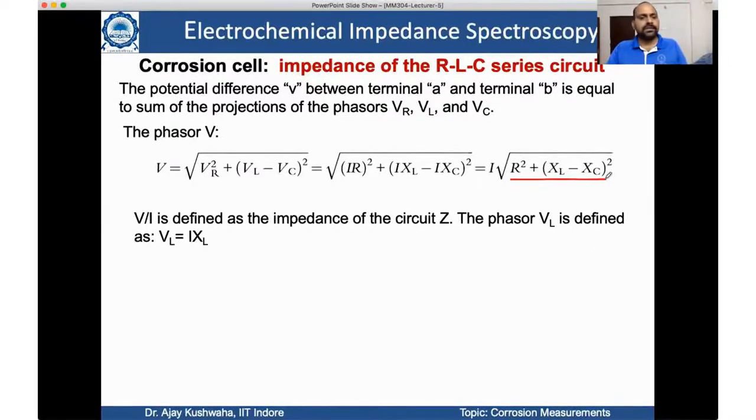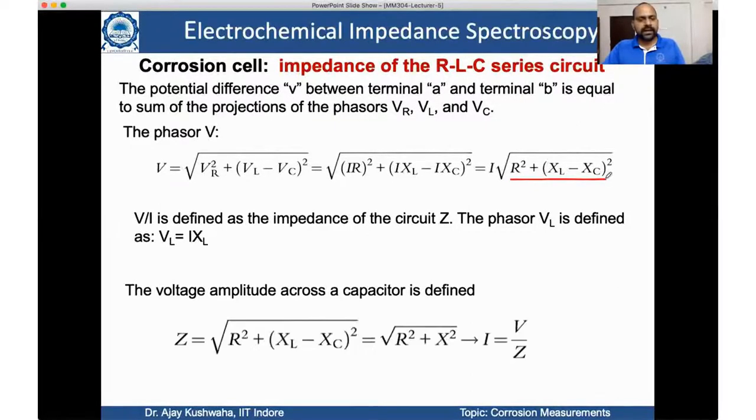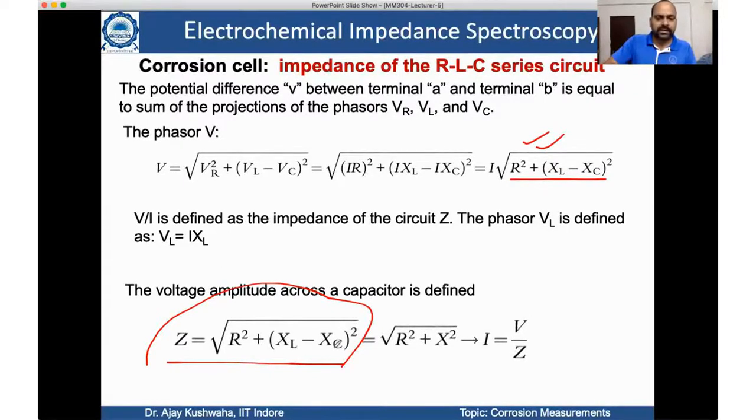So phasor VL is defined as VL is equal to IXL. Similarly we can write the others. The voltage amplitude across a capacitor is defined as Z, and Z value will be equal to this value, right? So if we have an LRC series circuit, then we can say our overall impedance will be written as root of R square plus XL minus XC, the whole square, or we can say R square plus X square. So X square is basically the difference of these two, and then I is equal to V by Z.